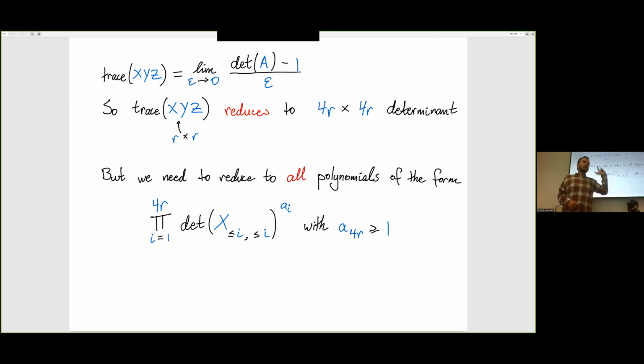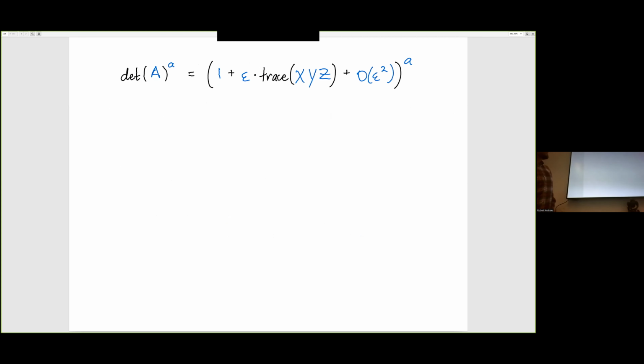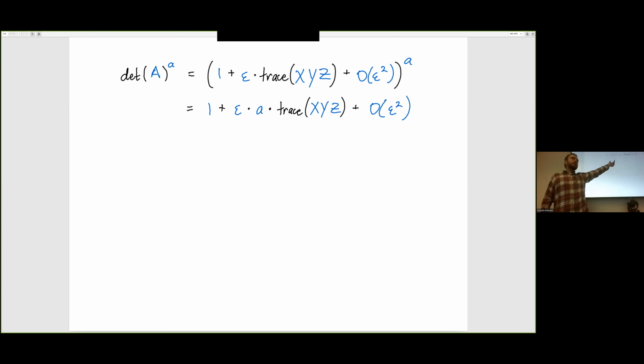And I claim that almost the same reduction is going to work because of the magic of this sort of border computation. So let's look at a simple example: what happens for a power of the determinant. We saw earlier that if I take the determinant of this adjacency matrix, it's 1 plus epsilon times trace plus some junk. Now what happens if I raise that to some power a? Well, you get a 1. What happens to the terms that are linear in epsilon? You get a of them, and then you get the higher order junk.